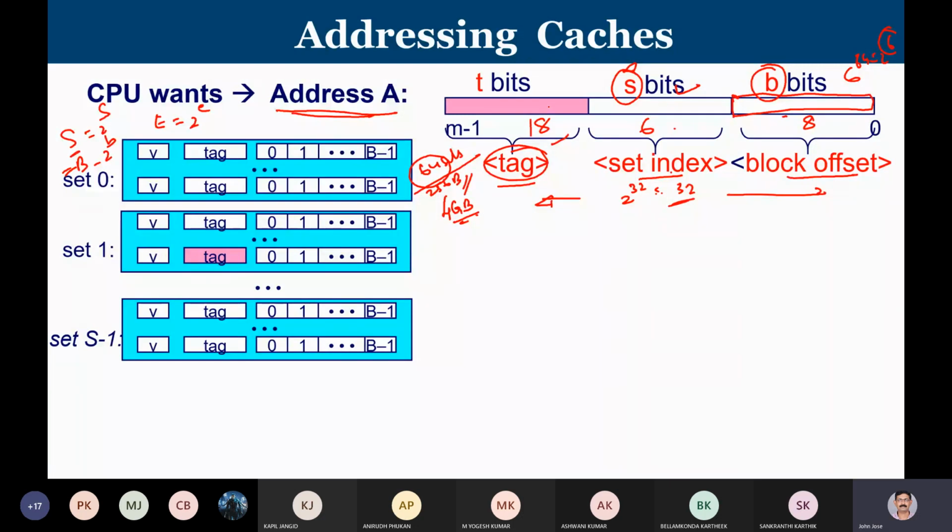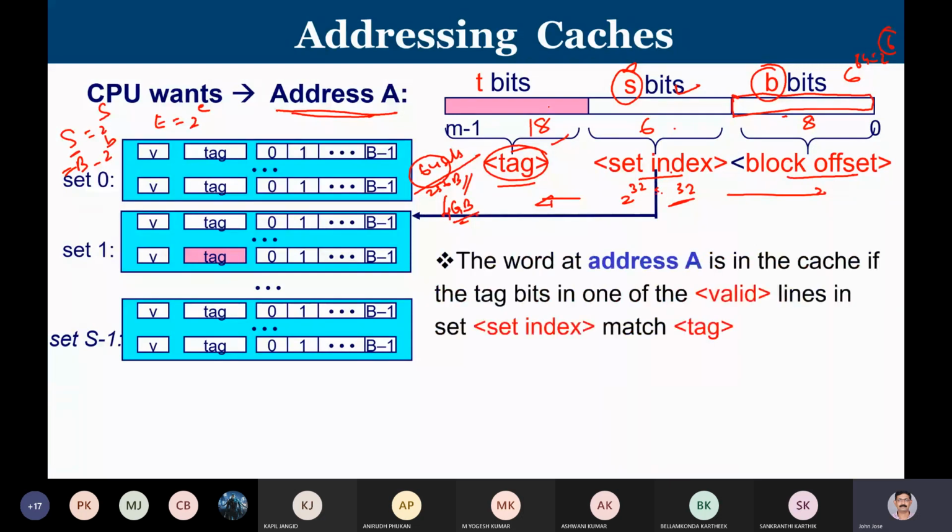Now, how do you know whether something is present in the cache? When the CPU gives an address, you divide it into tag, index, and offset. The word at address A is in the cache if the tag bits of one of the valid lines in the set index matches the tag. This is a tricky portion. Whenever I get an address, I divide it into tag, index, and offset. Let us say I'm using a 5-bit index, and the index value indicates 7. So go to set 7.